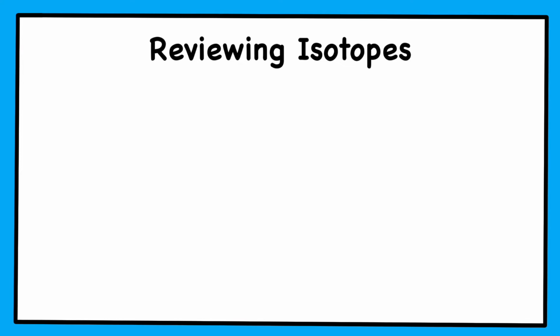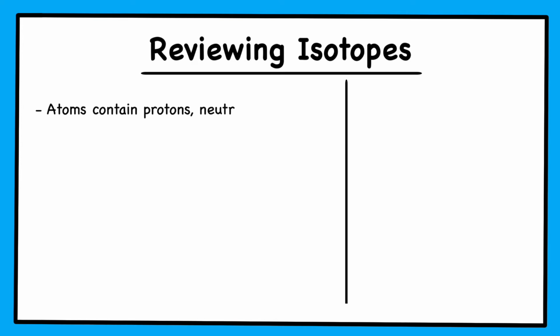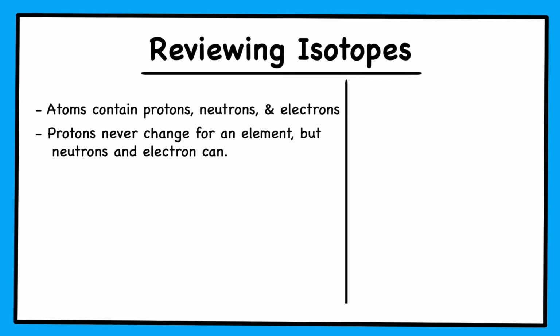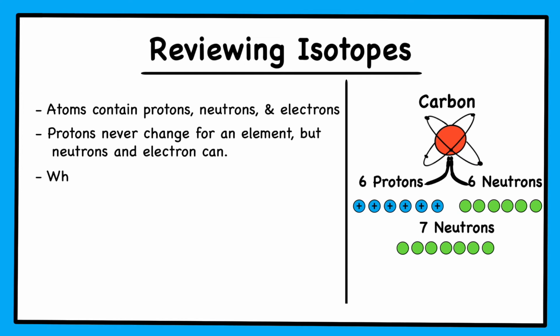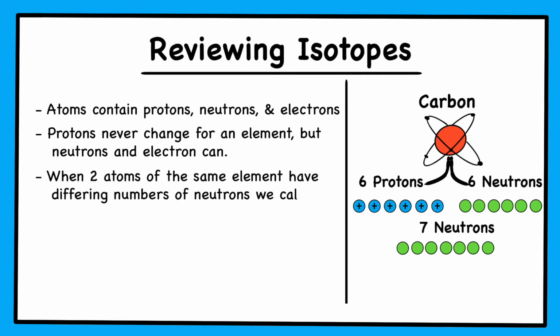An atom is composed of protons and neutrons in the nucleus and electrons that float around in the electron cloud. All atoms of a specific element have the same number of protons, but they can vary in the amount of neutrons present within the nucleus. For example, carbon always has 6 protons, but depending on what type of carbon it is, it can have 6 or even 7 neutrons. When two atoms of the same element have differing amounts of neutrons, we call them isotopes.